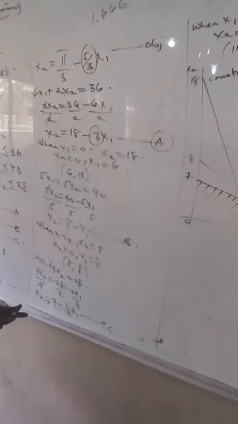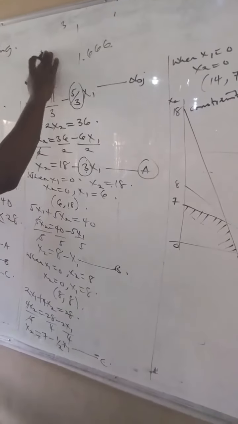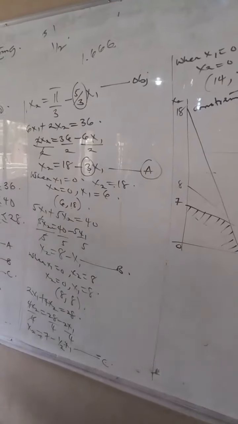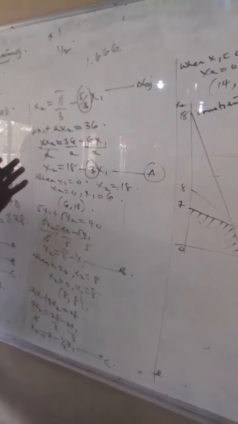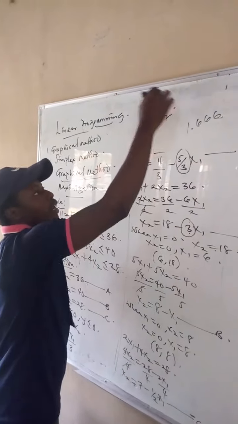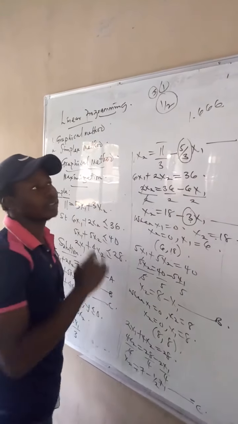Then you go to the last one. The last one is 1/2. So we're having slopes 3, 1, 1/2. If you look at the one that is very close to 1.67, you can see that we have 3 and 1. 1/2 is far away from 1.67.